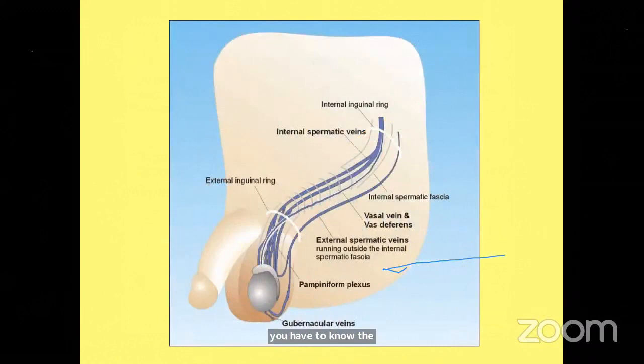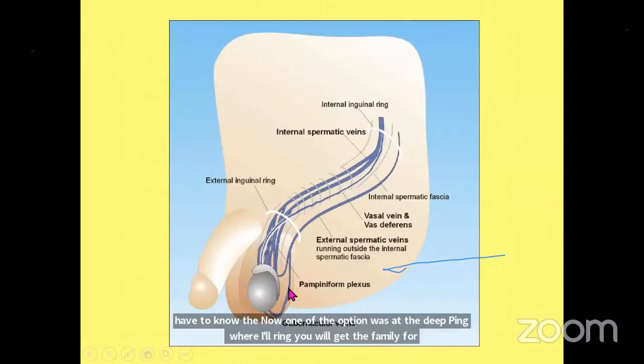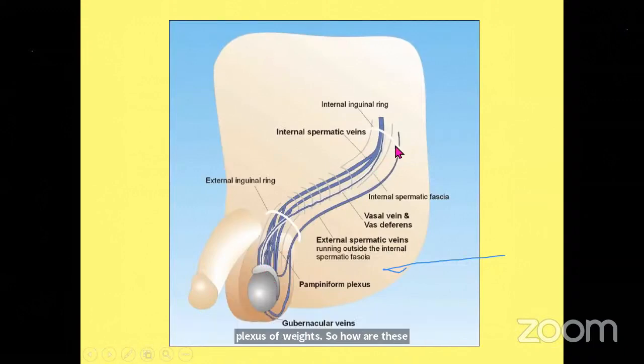Now, one of the options was that at the deep inguinal ring, you will get the pampiniform plexus of veins. So how are these veins transmitted through the inguinal canal? You should be knowing that. The pampiniform plexus of veins is not related to the deep inguinal ring.